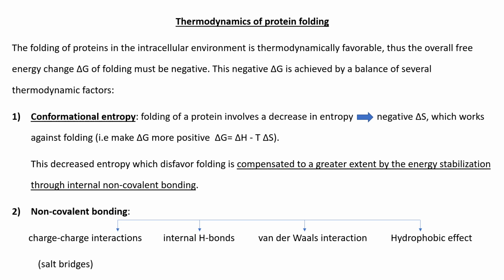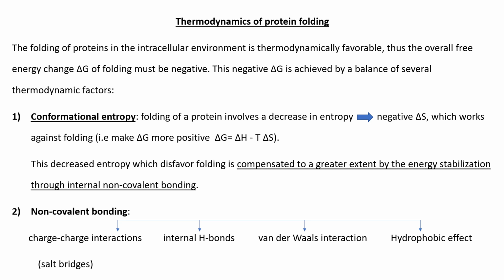Thermodynamics of protein folding. The folding of proteins in the intracellular environment is thermodynamically favorable. Thus, the overall free energy change delta G must be negative. This negative delta G is achieved by a balance of several factors. The first one is the conformational entropy. The folding of the protein involves a decrease in entropy. So it will make the delta S negative, which works against folding.